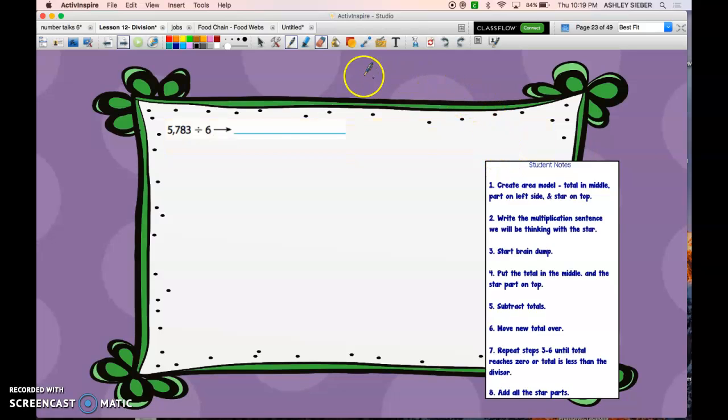All right, your turn. I want you to do 5,783 divided by 6. Pause the video, get your whiteboard and marker, solve the problem, and then check your work with my work. But remember, when you're checking your work, your star parts don't have to be the same as mine. So look at the answer that you got. Check your answer. If your answer doesn't match mine, then look to see if you can find your mistake.